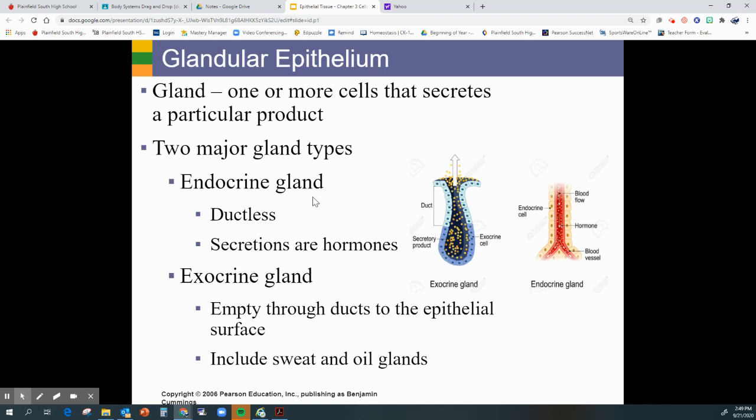All right. Sorry, I messed that up. So endocrine are ductless. They're just secreting directly into something else. Exocrine empty onto the surface next to them. So exocrine includes sweat and oil. Endocrine include most of our ones that secrete hormones. All right, we're going to go ahead and stop there.